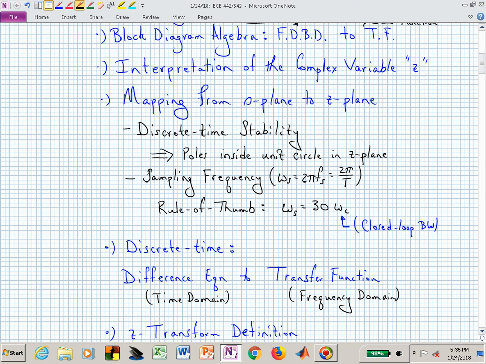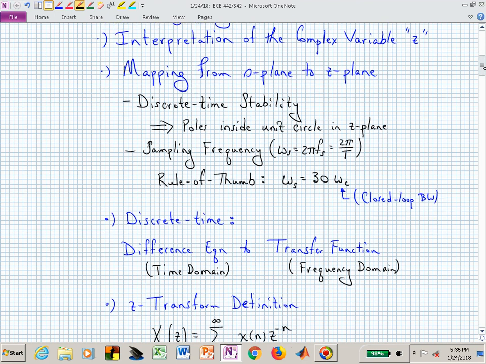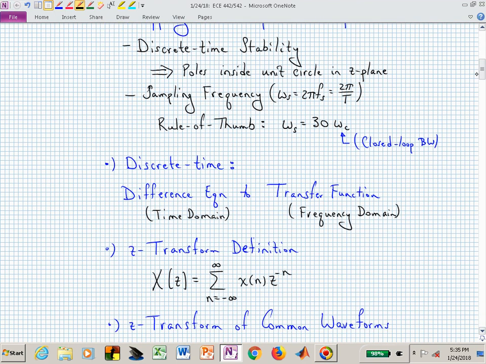We have different ways of referring to sampling. Here is where I'm hoping we get to, which is this relationship between a difference equation in the time domain and a transfer function in the frequency domain. How can we go very quickly to that transfer function given a difference equation?